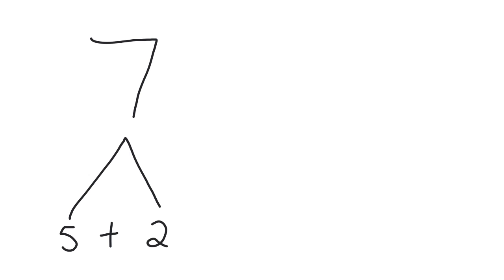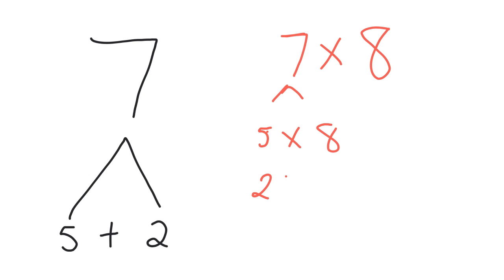So when we're multiplying, we're going to multiply by 5 and 2, and then we're going to add those products together. So let's look at an example. Let's try 7 times 8. Now, those are both big numbers, but when we break them up into our easier parts, it makes it a little bit easier. So if we're going to do it by 5 and 2, we do 5 times 8 and 2 times 8.